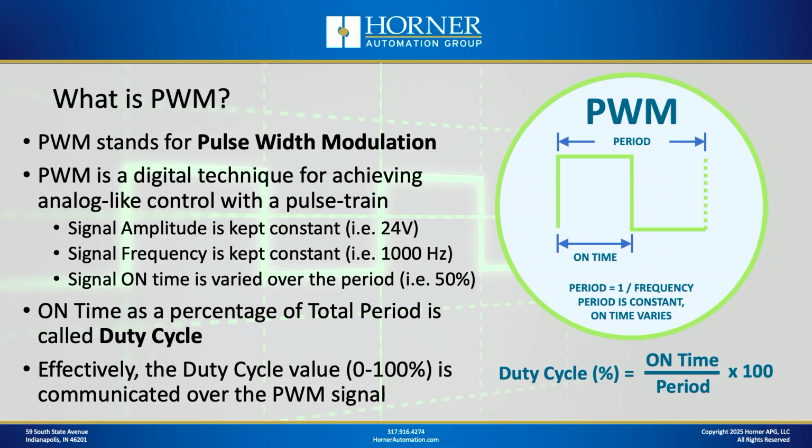Okay, so in the picture to the right-hand side, you're looking at a pulse train which is on 50% of the time. So that exact pulse train would represent 50% duty cycle. And duty cycle, again, is described as a percentage of on time versus the total period. All right, so really effectively what you are transmitting when you're dealing with PWM is the duty cycle value, which is a value between 0 and 100%. That's really what you're communicating when you're talking about a PWM signal.